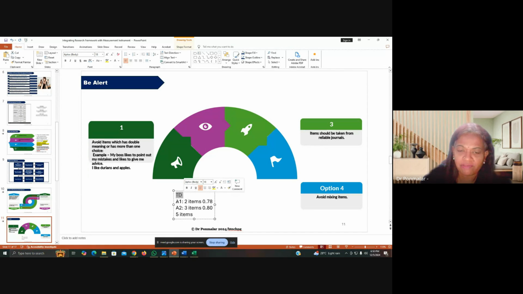Contohnya lah, you take from article 1, you got 2 items and the reliability is 0.78. And then you feel that 2 items is too less. Then you go to another article, there are 3 items. Now you combine 5 items. What will be the reliability you are going to report? This one is 0.78. This one is 0.8. What reliability are you going to report here now?